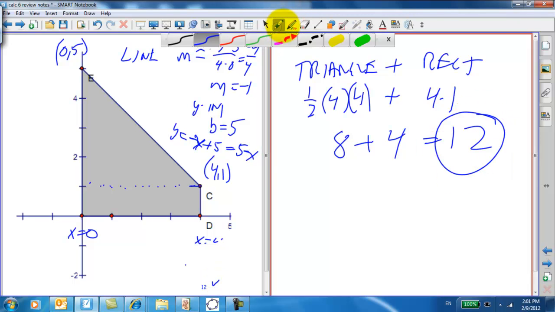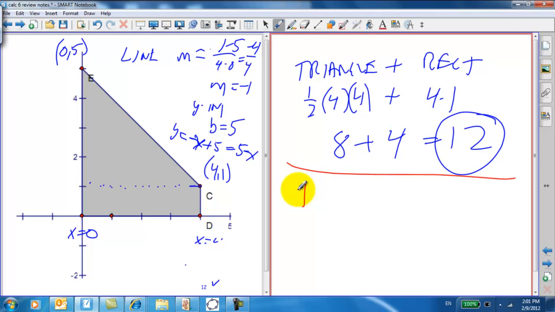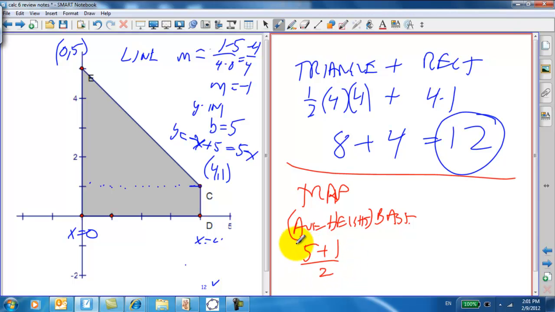You could also go ahead and set up a trapezoid. Remember that trapezoid rule? It's the average base times the height, or the average height times the base. In this case, let's use average height times the base. So we go from 5 down to 1, we'll take the average of that, times the base, which is 4, and you get 3 times 4, and again we get 12.